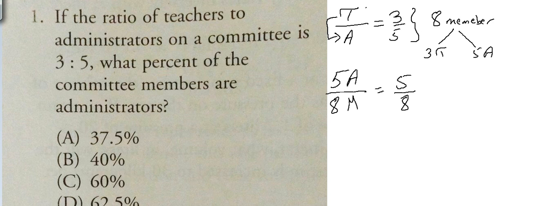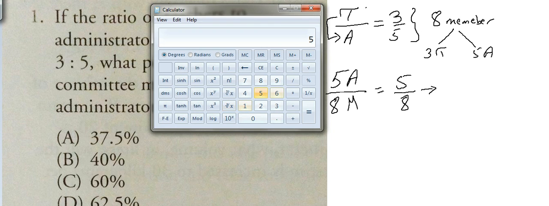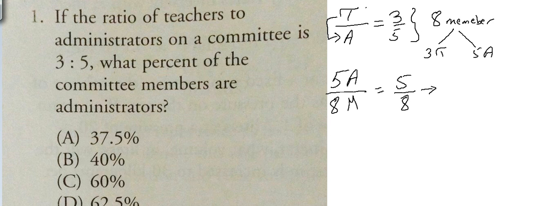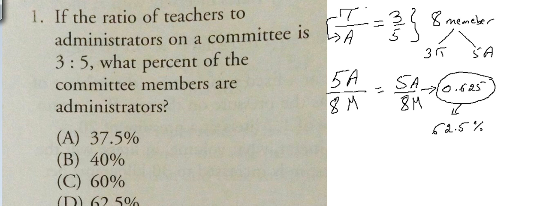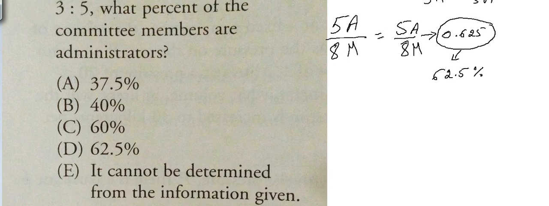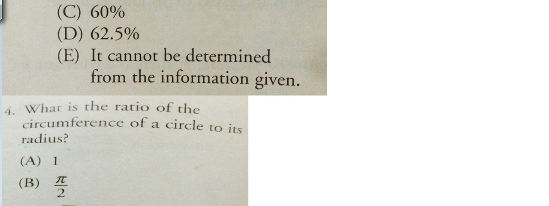If we divide 5 over 8, 5 divided by 8, the answer is 0.625. 0.625 is the ratio of administrators to the 8 members. And what is this as a percentage? We multiply by 100, so it will be 62.5%. And the correct answer is choice D, 62.5%.